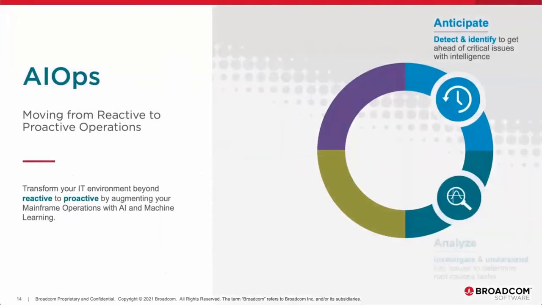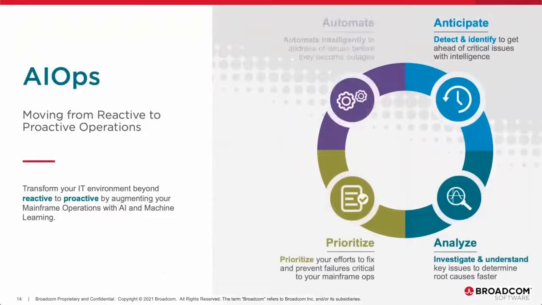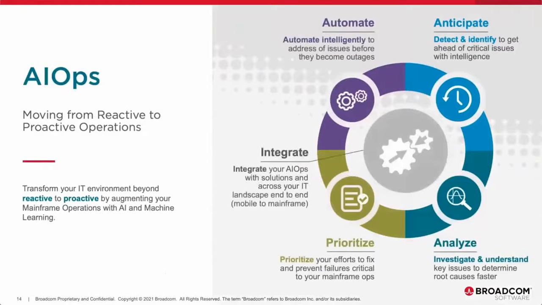I want to give you a sense as to what we think of when we think of AI ops for mainframe, right? We kind of stepped back for a second and said, okay, customers, what do you want AI ops to do for you? Step number one was to help detect and identify issues before they become outages, right?